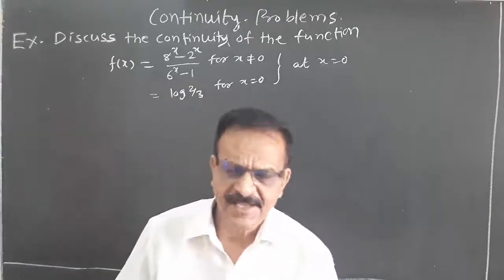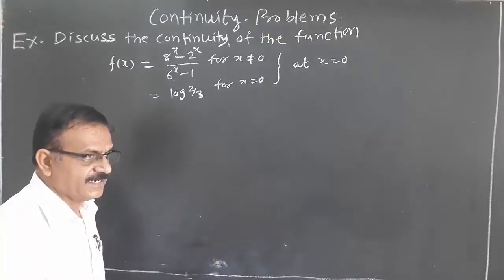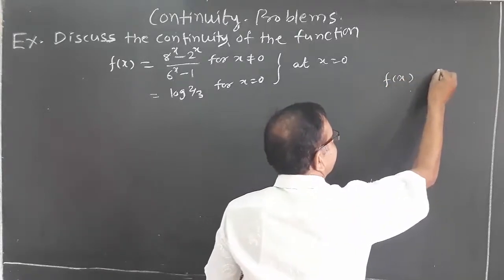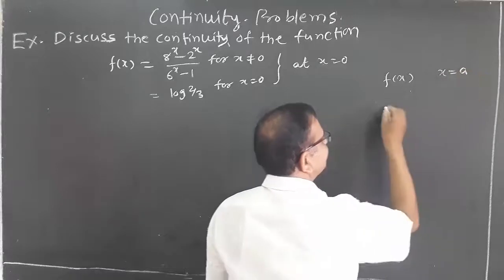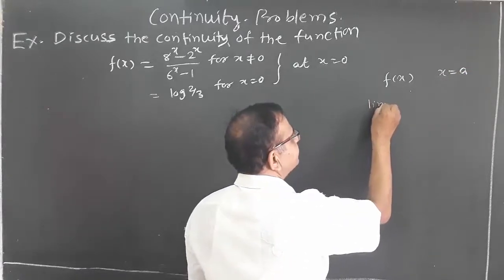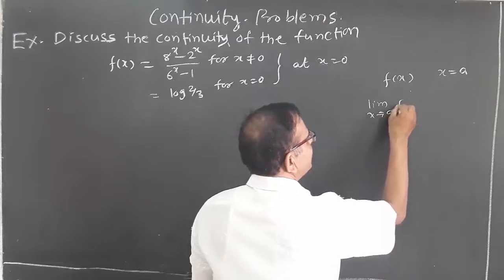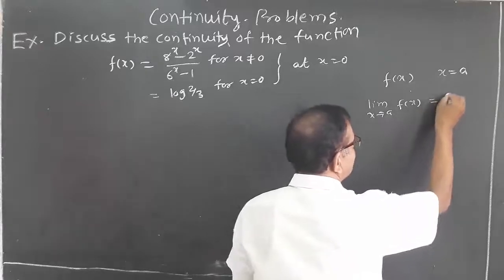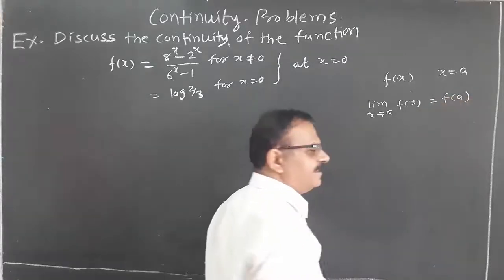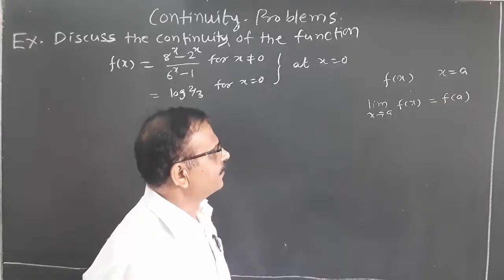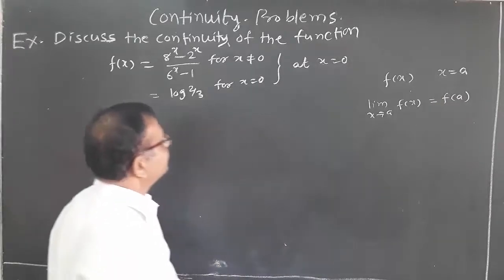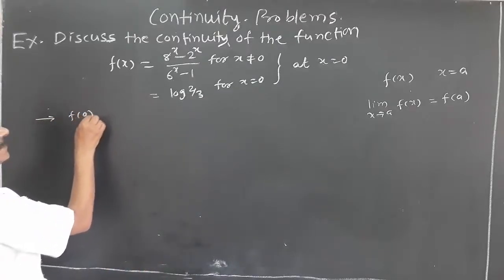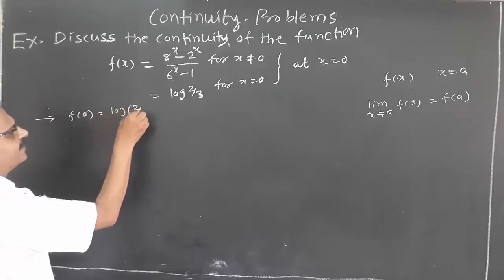In our last video, we had seen that the function f(x) is said to be continuous at a point x equal to a if limit x tends to a of f(x) exists, f(a) exists, and these two values are equal. That is, limit x tends to a of f(x) equal to f(a). Now, here f(a) is given. f(a) equal to log of 2/3. This is given.